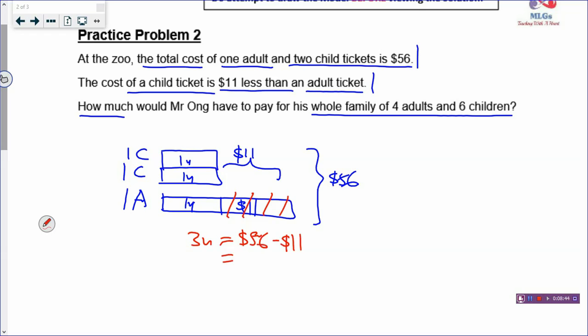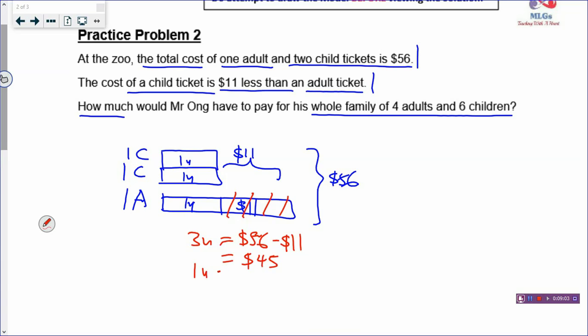Okay, very important model concept. Cut away something from the model, the total becomes lesser. And how do you make it lesser? Just minus. If you make the model bigger, or you stretch the rectangle, then the total becomes bigger. So you have to plus. Okay, so 56 minus 11, that will be $45.